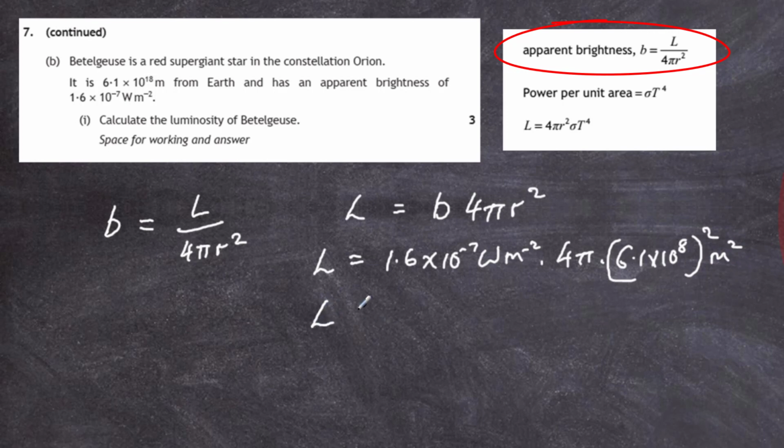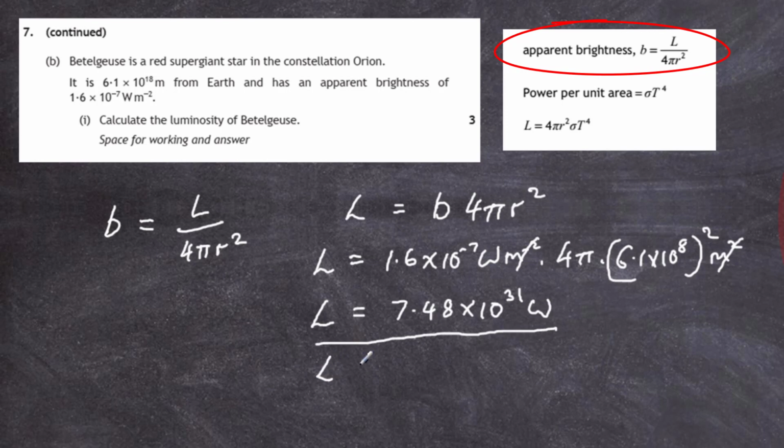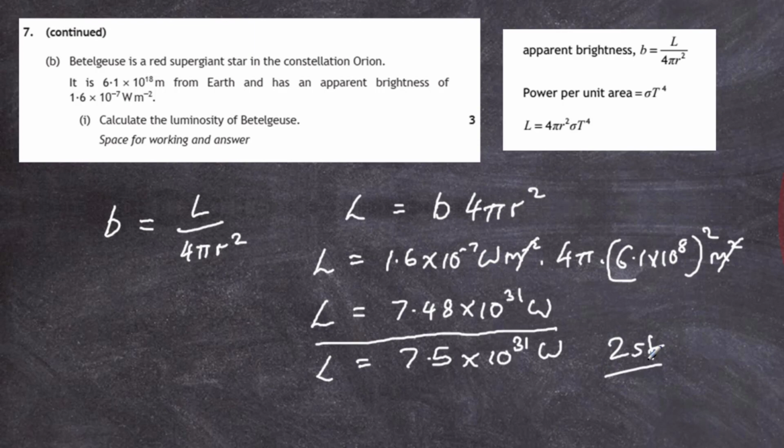So the luminosity of Betelgeuse, if we do that in our calculator, is 7.48 times 10 to the power 31. And you can see metres to the minus 2 and metres squared cancel out, and you're left with just simply watts, which is the units for the luminosity. Now we can cut that down to just 2 significant figures, and we can write the luminosity is going to equal 7.5 times 10 to the power 31 watts, to 2 significant figures.